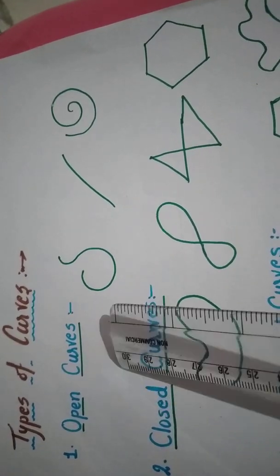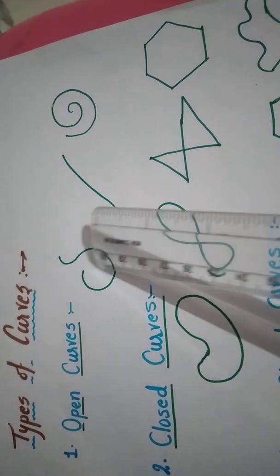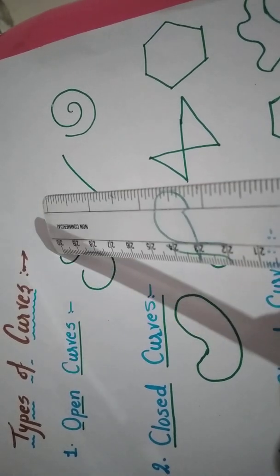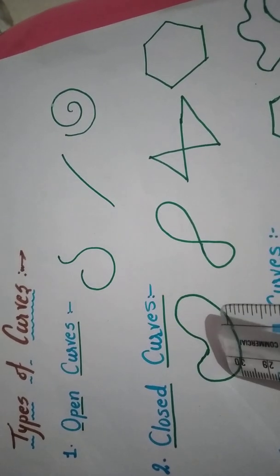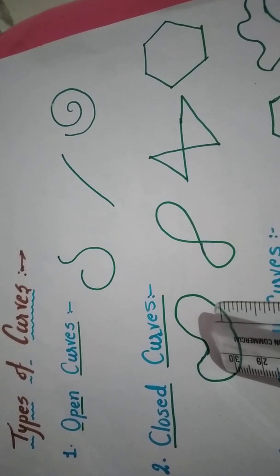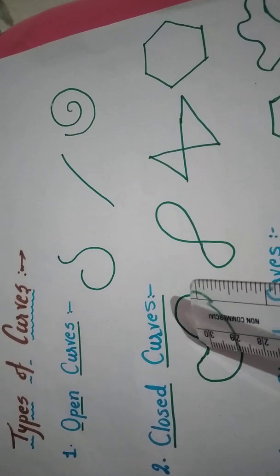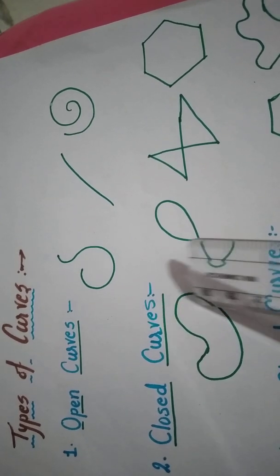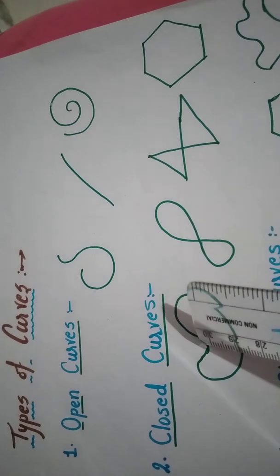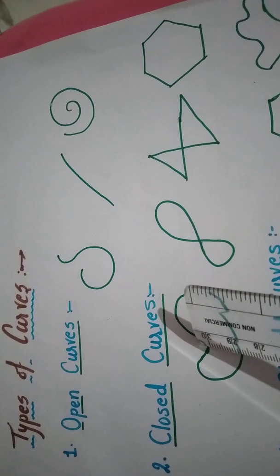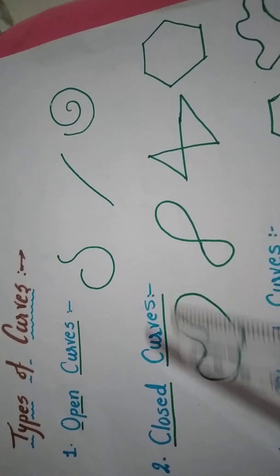The curves that do not have the same start and end point are called open curves. See here, this curve has a different start and end point. So such curves are called open curves. Now the second type of curve is the closed curve. So what are closed curves? The curves that have the same start and end point. That means if we start from here, then we will end this curve here itself. That means it has the same point as a start point and end point. So such types of curves are called closed curves.